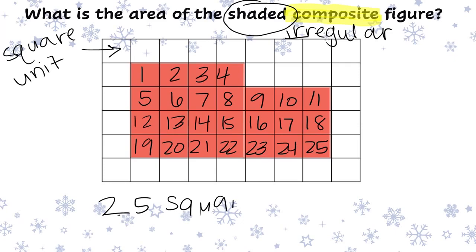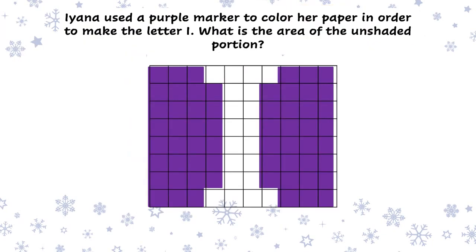square units. Okay, you can't forget to put that square units on the end because that lets us know that each one of these little squares is worth 1 square unit. So the area of this is 25 square units.